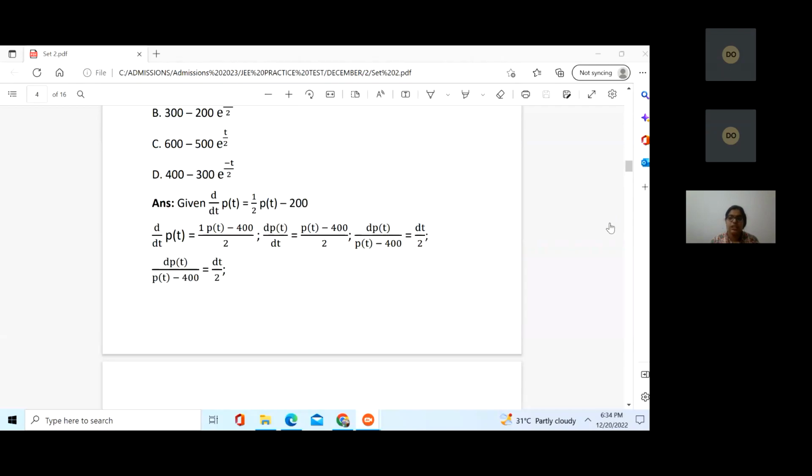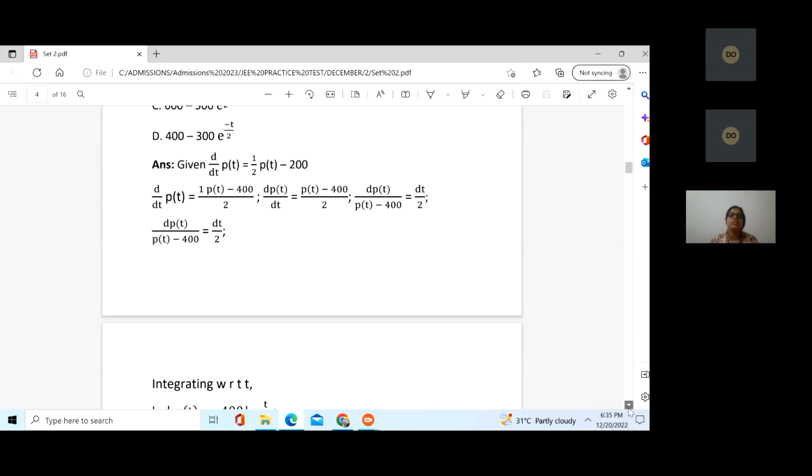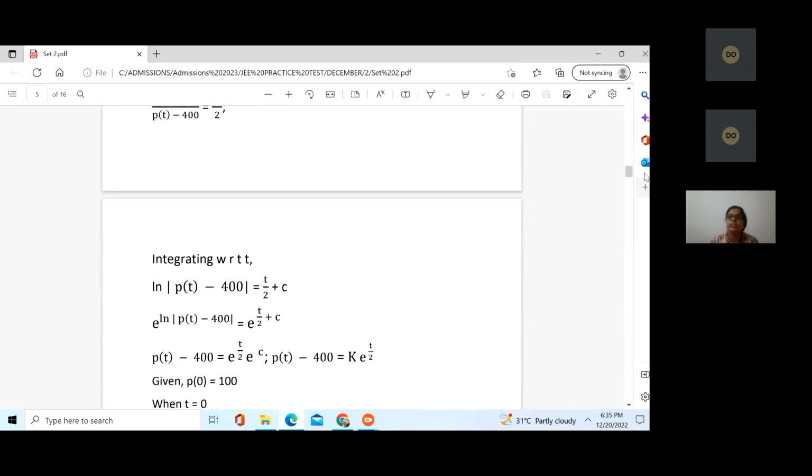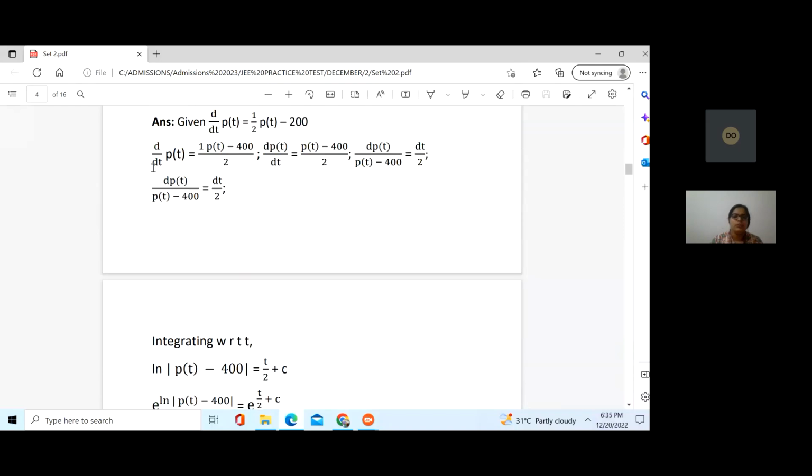I have rearranged it in such a way that I'll be able to arrange the terms in the form of dt as well as p of t. So the first part is dp of t by p of t minus 400 equal to dt by 2. Now I'm going to integrate on both sides with respect to t. If I take the integral with respect to t on both sides, how will it be? Integral of dt by t.